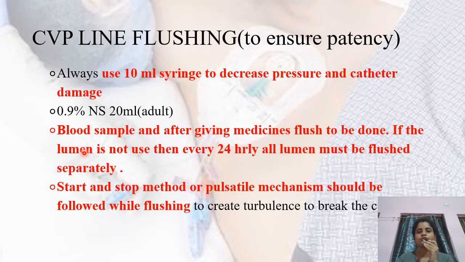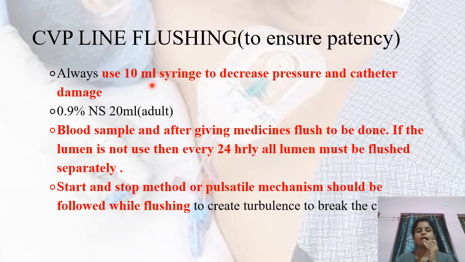It is very important, because if you take blood samples and don't flush, or if a blood transfusion is going on through the line and you forget to flush it afterwards, the blood in the line will clot, and the central line will get damaged. If a lumen is not used, then every 24 hours the lumen must be flushed separately. All lumens must be flushed separately. And while taking a blood sample or giving medicine, you should flush after giving any blood or medicine.